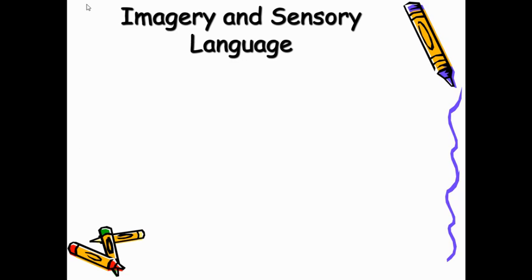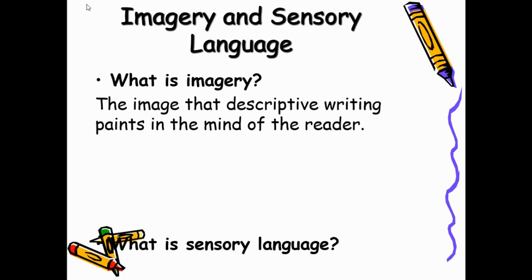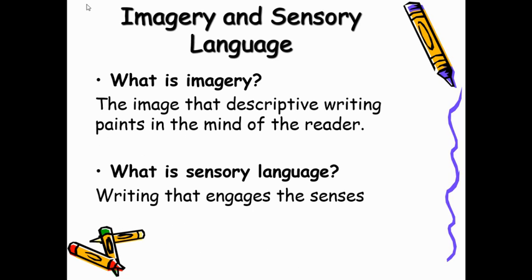So, in your interactive notebooks, you need to make sure that you are making notes about the important elements of our videos and PowerPoint. So, you need to make note of the notes on the screen right now. So you have what is imagery and what is sensory language. Imagery is the image that descriptive writing paints in our minds, okay? So the sensory language helps create the image. And then the sensory language, obviously, is what engages our senses. We discussed this yesterday in our lesson.